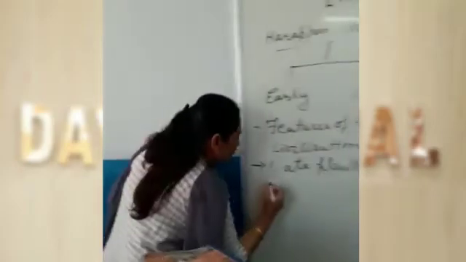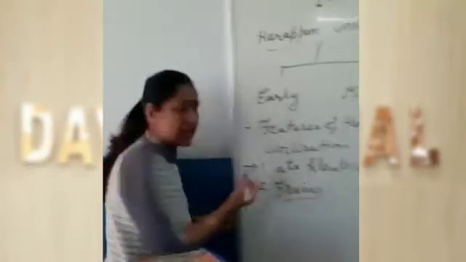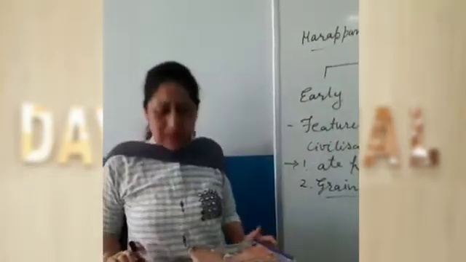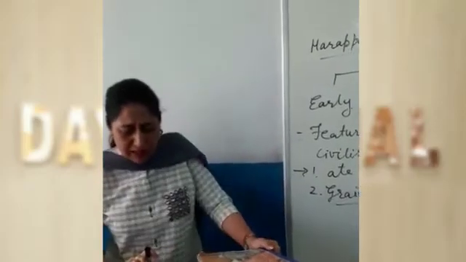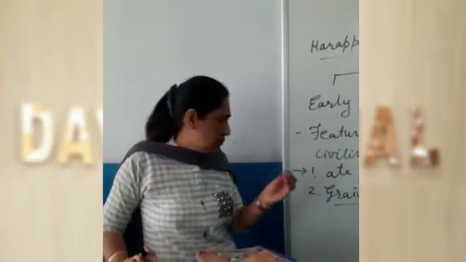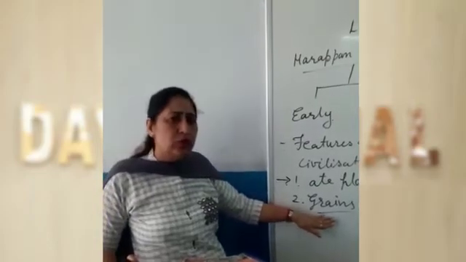Then the second point is grains. Yes, they knew about grains. Grains, anaj. From the different Harappan sites, we found wheat, barley, lentils, chickpea, and sesame. From all these things we get the knowledge that the people used all these types of grains. Then we also found animal bones.